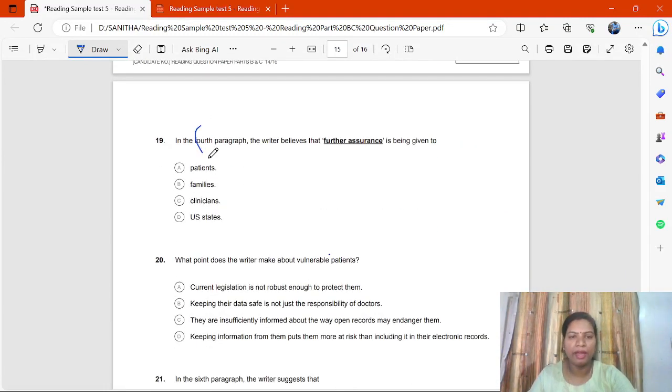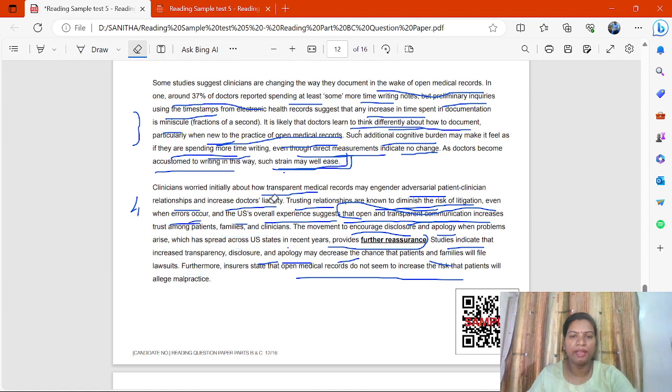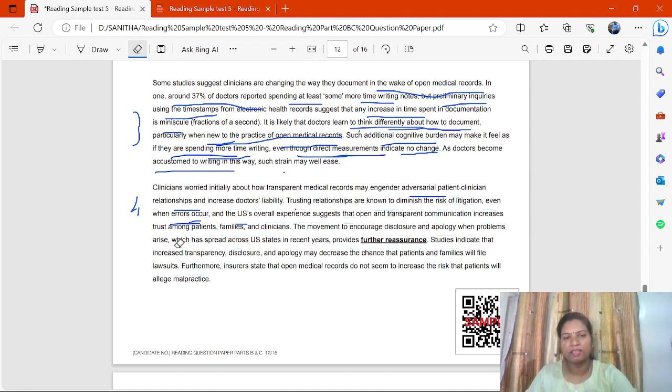In the fourth paragraph, we are going to find out the answer. The writer believes that further assurance is being given to, okay, patients, families, clinicians, or US states. These are the points we have to find out in the fourth paragraph. Come to the fourth paragraph. We got the phrase here, further assurance. Then read the passage. What are the options? Clinician, patient, family, and US states.